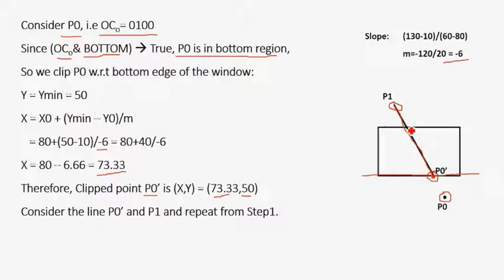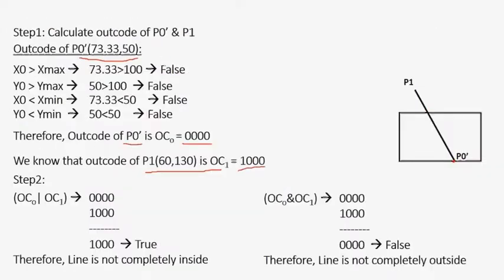So it doesn't matter in which order you process, P0 first or P1 first. In this example, we are considering P0 first, and we got P0 dash as our intersection. Now we are supposed to take one of these two points and perform clipping by checking which edge of the clipping window it intersects with.